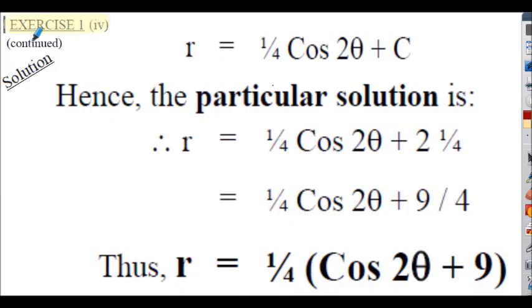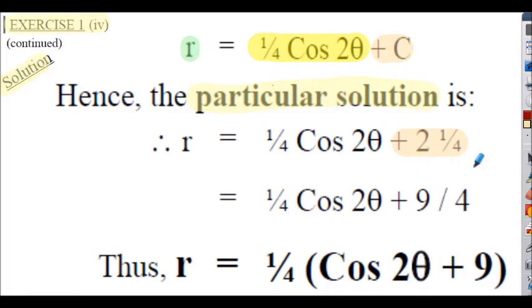Exercise 1 part 4, solution continued. Again, I repeated this line from the previous slide. To find the particular solution, we simply insert the value of c calculated on the previous slide, 2 1/4. On the next line, I've just written that as a top-heavy fraction.